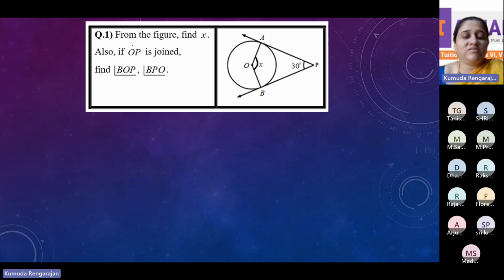Okay, so the question says find x. So we need to first find the value of x. Tell me the property we can use here to find the value of x. Straight away, we can directly find the value of x. What is the property that can be used to find x? Ma'am, angle subtended by equal tangents.